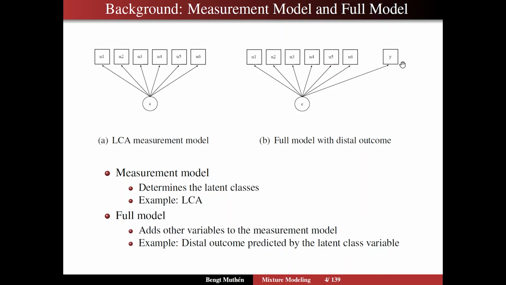Now you may want to ask yourself, that distal outcome looks like just another indicator of latent class variable C, in addition to the 6 that we have here. And that is the problem, because we really want to consider these 6 variables as our measurement instrument that captures what C is, and then we want to predict Y from that C. And to be able to do that, we need multi-step modeling.